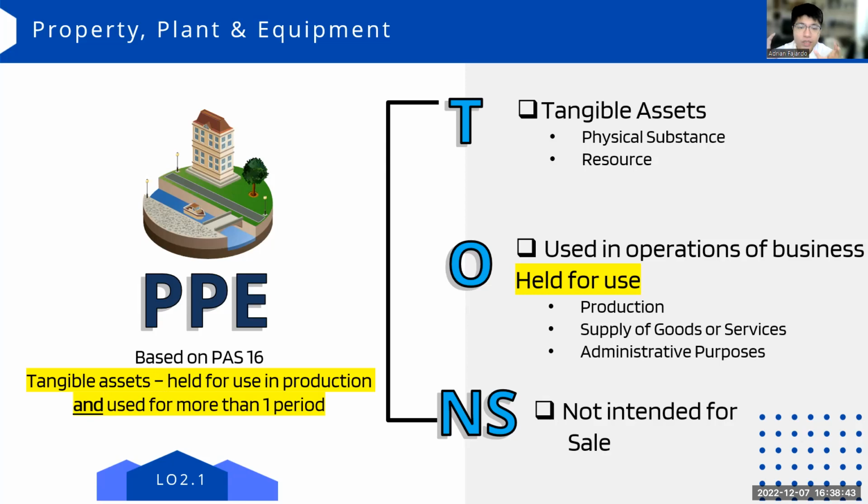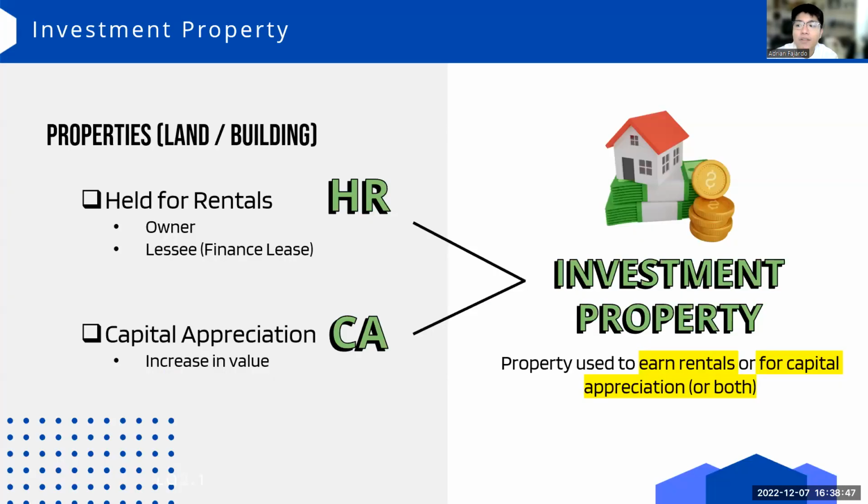Why? Because if it's held for sale, it should be categorized as an investment property. So again, there's a big difference between property, plant, and equipment and investment property. What we're going to be focusing on for today's lecture is PPE, but in order to make sure we are able to properly define it, we have to distinguish it against an investment property.